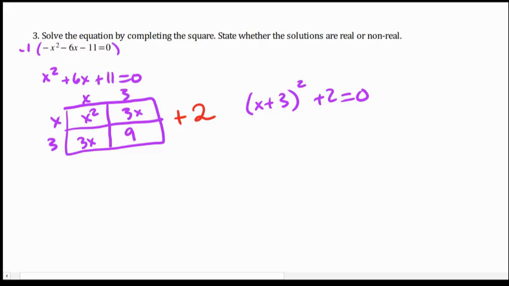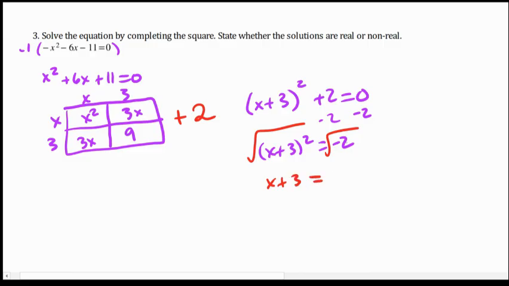So I'm going to go ahead and subtract 2 from both sides. x plus 3 squared equals -2. I'm going to take the square root of both sides. When I do this, I see that I get a square root of a negative, which I'm going to pull out and just call i. And lastly, I'm going to subtract 3 from both sides.